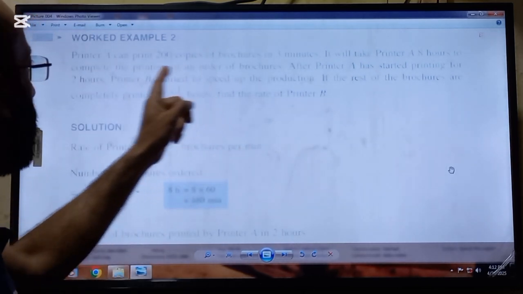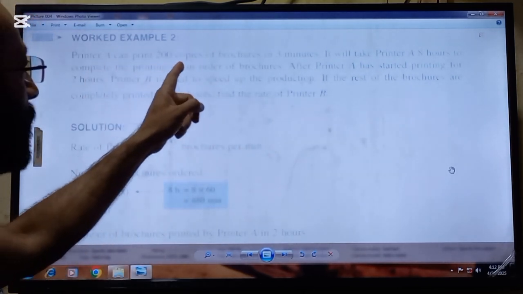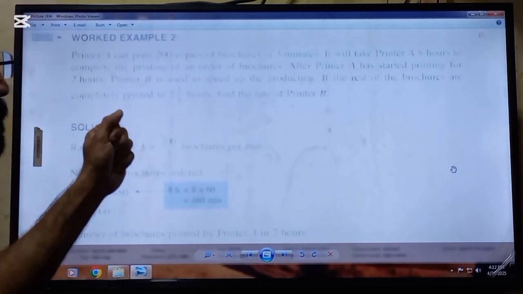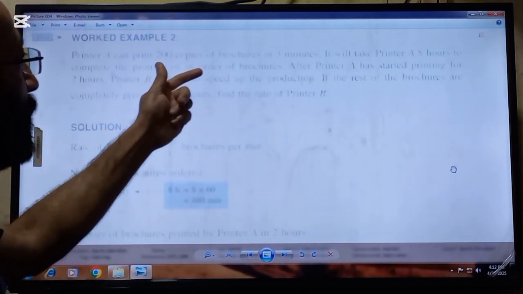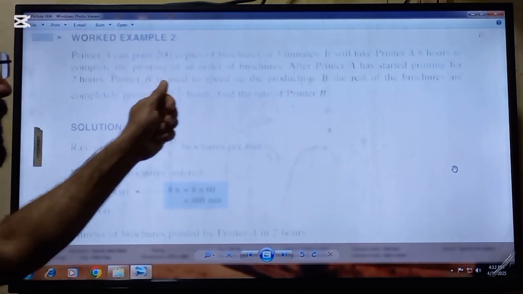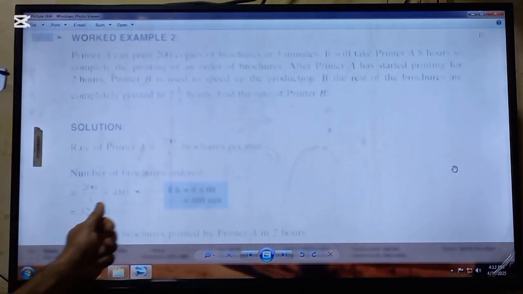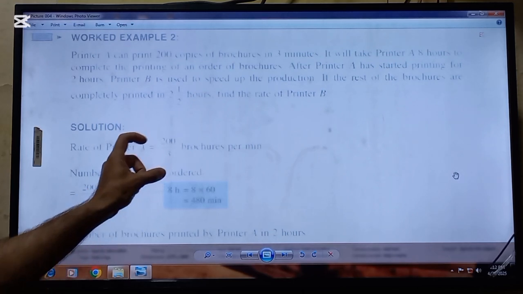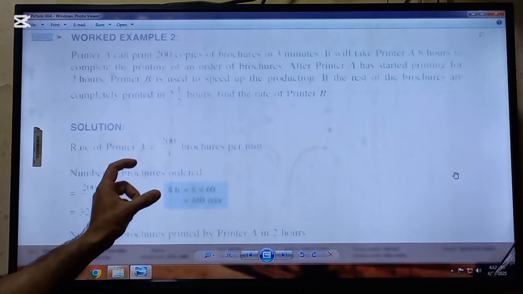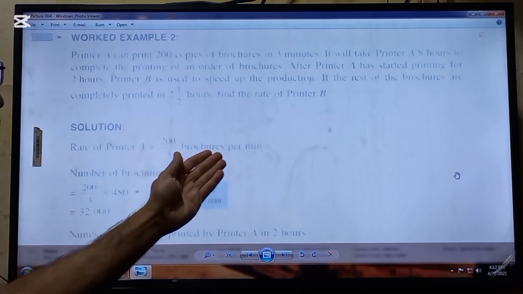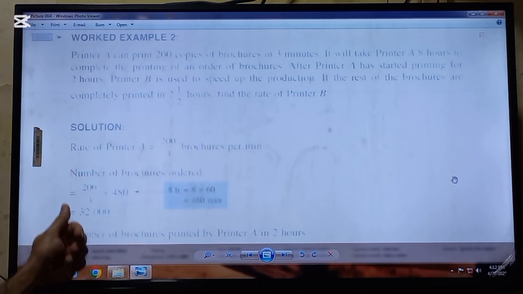So in the first line, printer A can print 200 copies of the brochures in 3 minutes. So first we will find the rate of printer A. That can be found out by putting 200 copies in the numerator and 3 minutes in the denominator. So 200 over 3 will be the rate of printer A, that is brochures per minute printed by printer A.